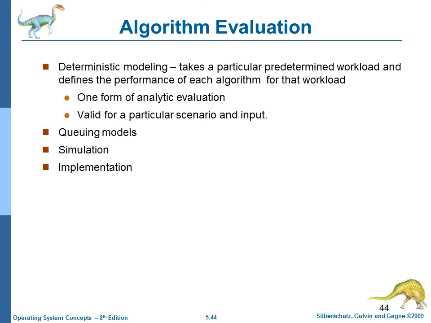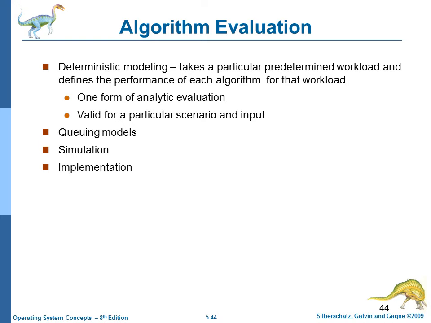Then the resulting schedules determined by 3 different algorithms will give, respectively, the average waiting time: for first come first serve it will be 28 milliseconds, for shortest job first it will be 13 milliseconds, and for round robin it will be 23 milliseconds.